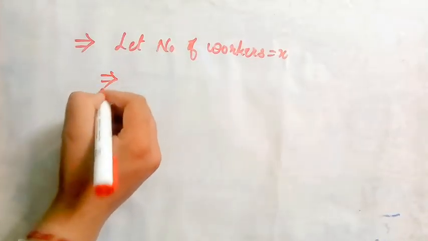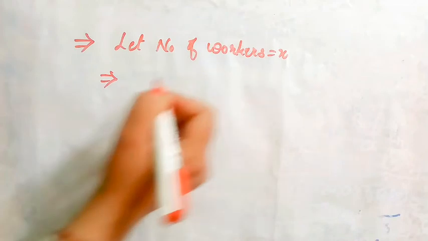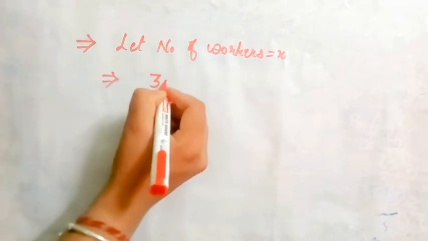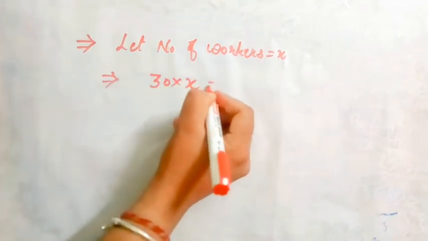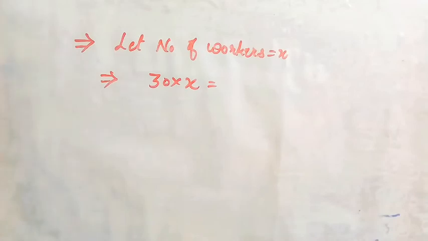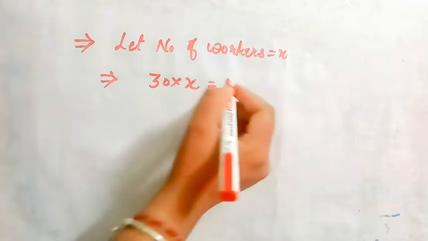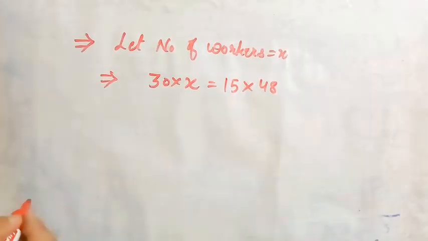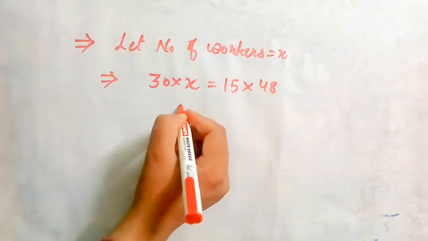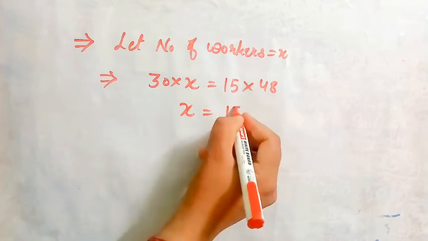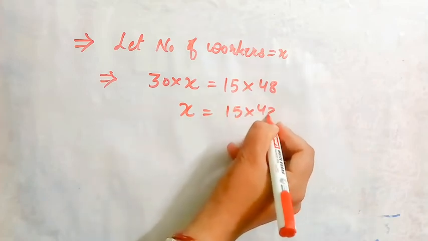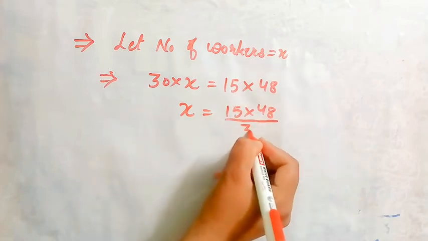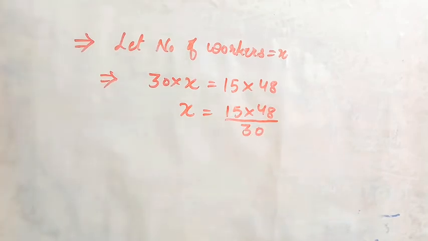So it is inverse proportion. The product of variables will be same. So let number of workers be x. So 30 hours required. So 30 multiplied by x equals to 15 multiplied by 48. So from here find out x, which is equal to 15 multiplied by 48 upon 30.